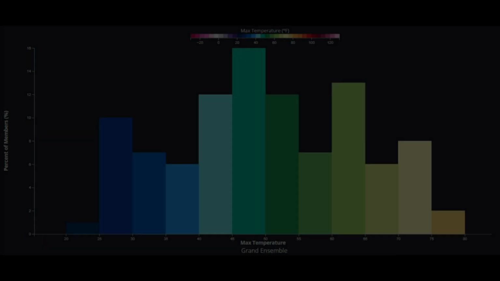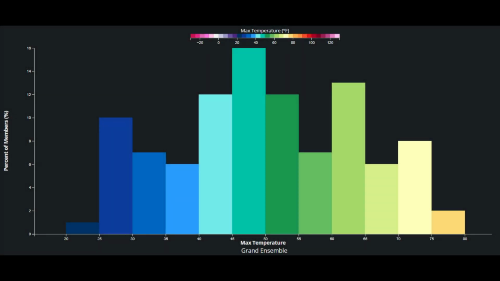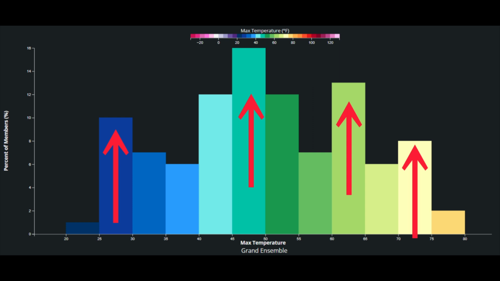Multimodal distributions will have multiple peaks in the histogram, and the following examples reflect this. In our first example, you can see that there are multiple peaks throughout the histogram, indicating higher probability of these temperatures occurring relative to the whole distribution. These peaks do not have to be close to each other to be considered multimodal.